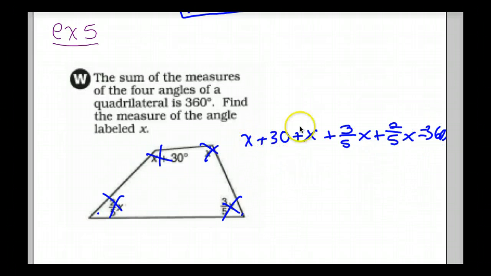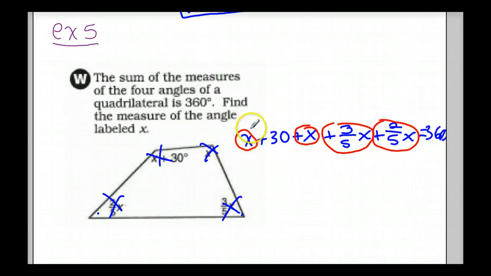So what are our like terms? Our like terms are x and a positive x and a positive 3/5 x and a positive 2/5 x. So let's add those together. Let's add 3/5 x and 2/5 x. Well, 3 plus 2 is 5. 5/5 x just equals 1x. Oh my gosh, this is just x. So we have 1x plus another x. Well, that's just going to give us 3x.